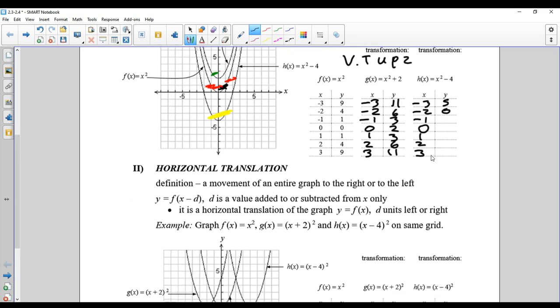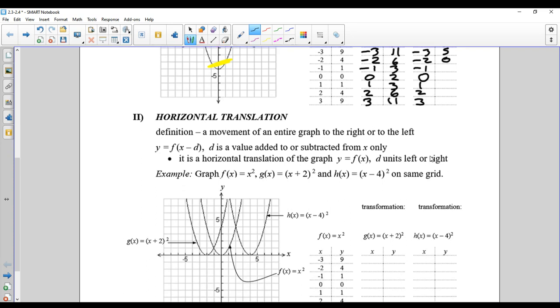And what you see here, it says y is equal to f of x minus d, where d is a value added or subtracted from x. Meaning, before I even square the x, before you even square it, so the function is x squared. Before you square, you add something onto the x first. That's going to give you your horizontal translation.